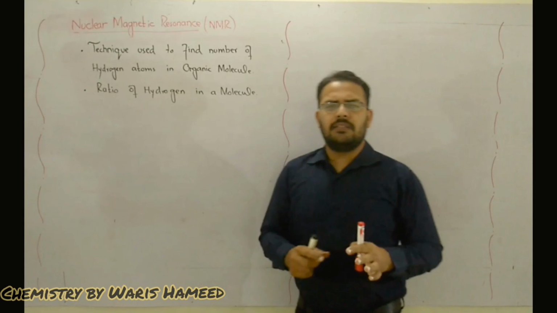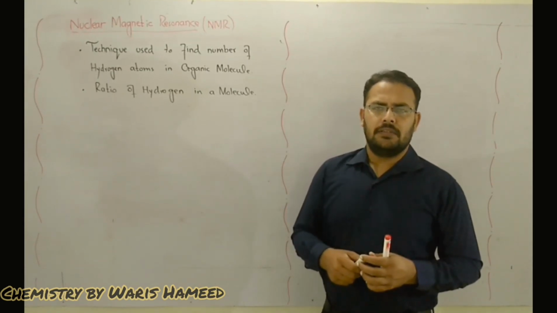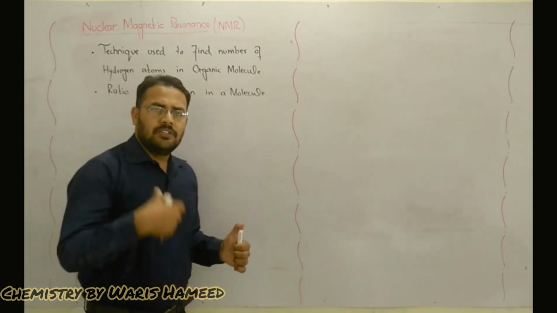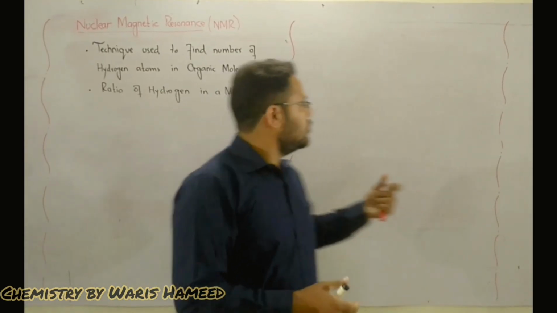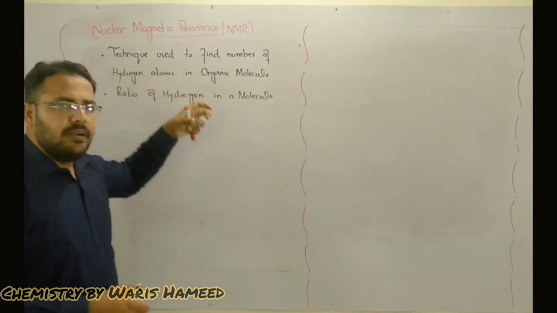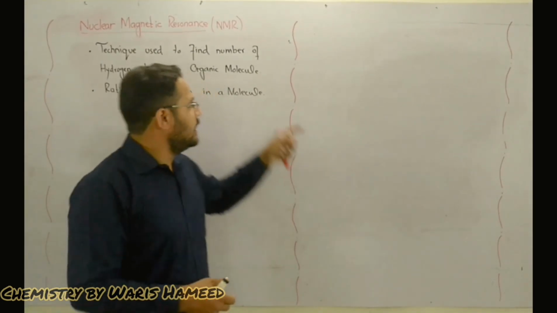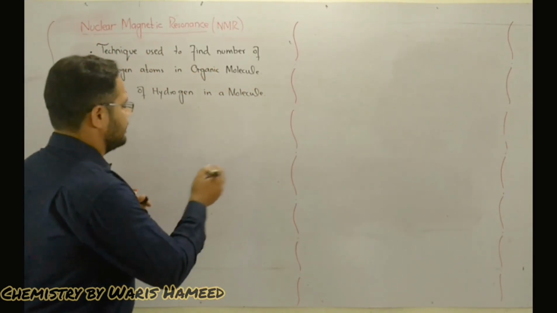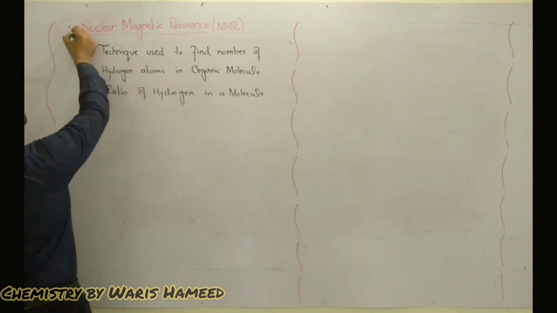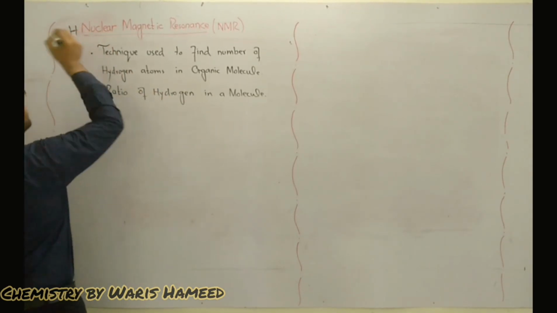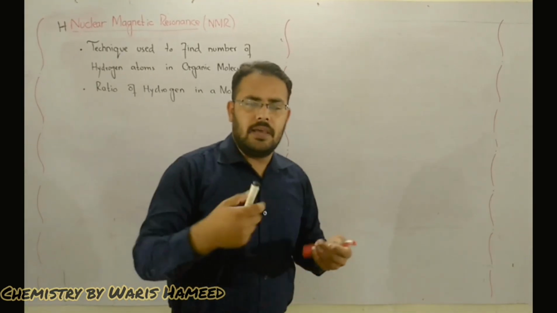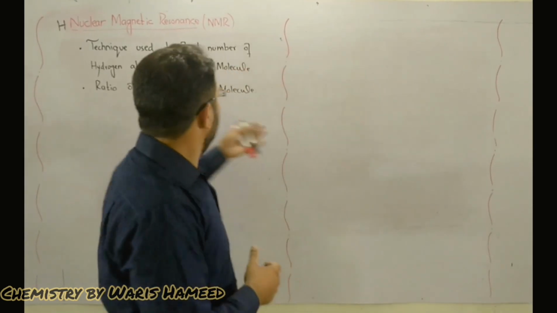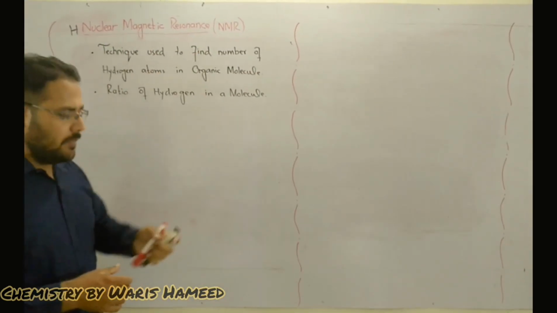Nuclear magnetic resonance deals with the nuclei of the atoms and gives us information about the structure of the molecule. So in this case we are dealing with the proton in an organic molecule, so it is named proton NMR. There is another type of NMR, carbon 13 NMR, but now we have to discuss proton NMR.